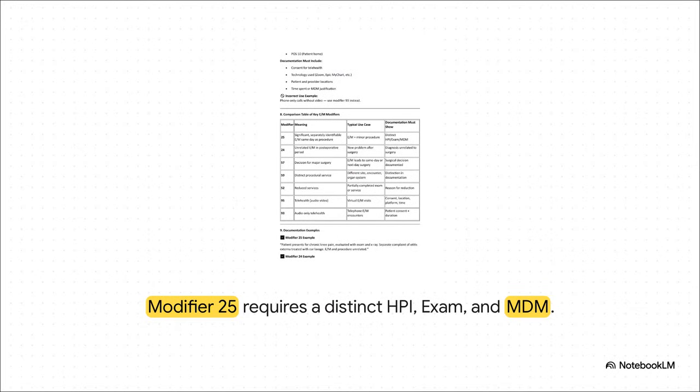But listen, you can't just slap modifier 25 on a claim and hope for the best. It absolutely demands proof. Your documentation has to clearly show a distinct history of present illness, a distinct exam, and distinctly separate medical decision-making for that specific acute problem. If the work overlaps too much with what you're already doing for the routine physical, it's not separately identifiable and you're going to fail an audit.